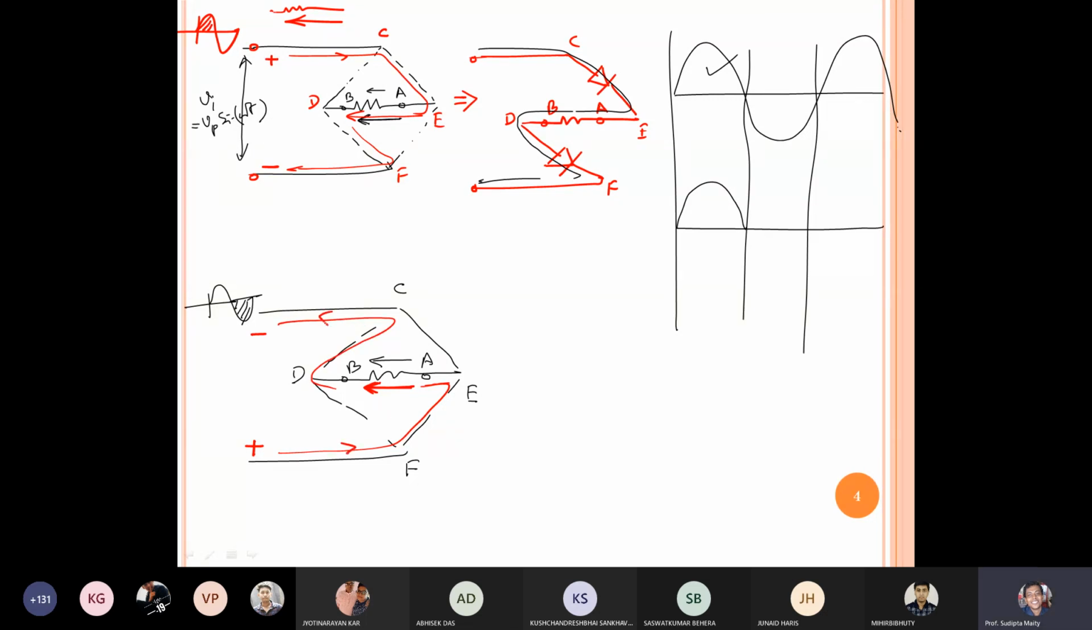Otherwise the path will not be complete. If there is any open path, there will be no current flow. So if I want to obtain this kind of path, obviously this is my C, this is my D, this is my E point, this is my F point, and this is my positive, negative to positive. So current will flow in this direction.